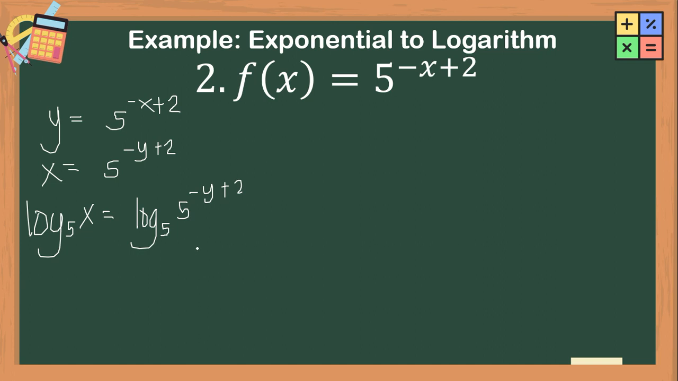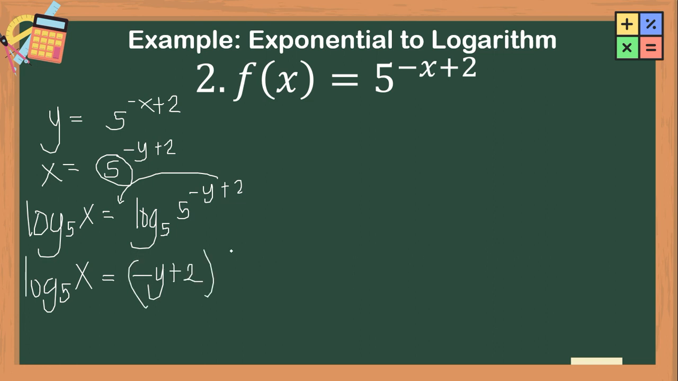Nasundan? Sundan nyo yan? Yes, sir. Yan. So, dapat may log both side. Parang nilagyan ko ng log 5, log 5. Saan nanggagaling yung kanyang base? Dun sa base din natin, na 5. Okay, ang susunod dyan, yung negative y tapos plus 2, ilalagay natin sa may harapan. So, log x with the base of 5, negative y plus 2.